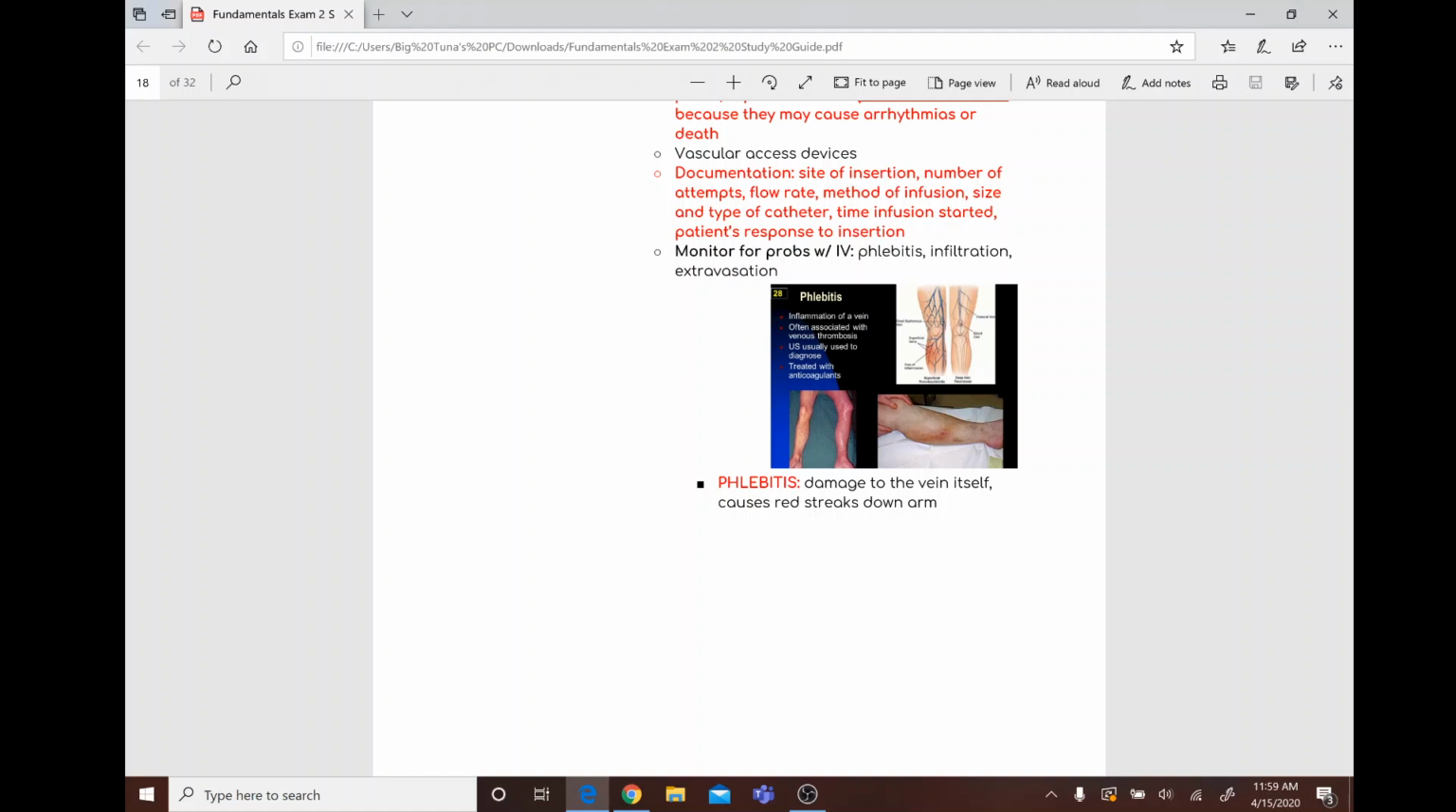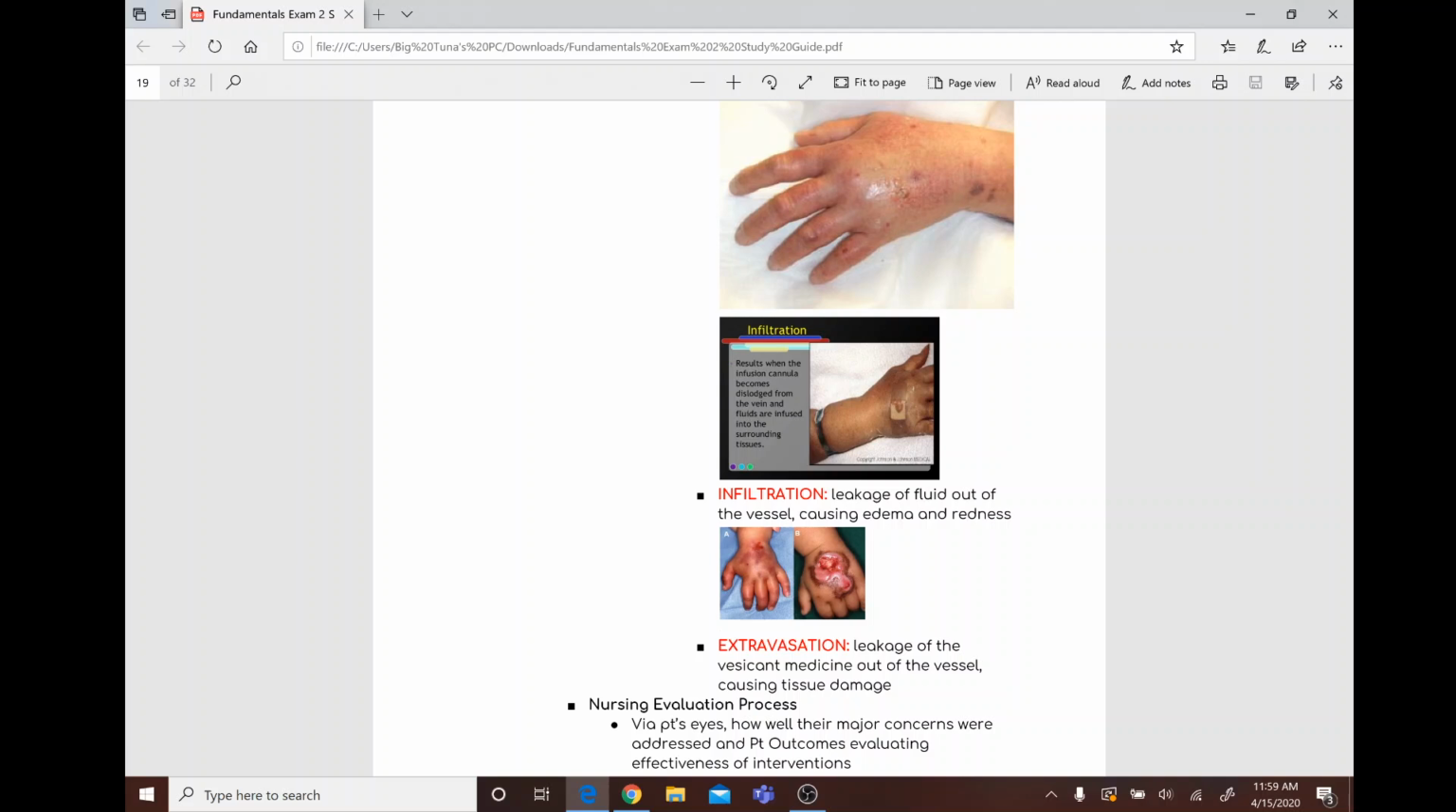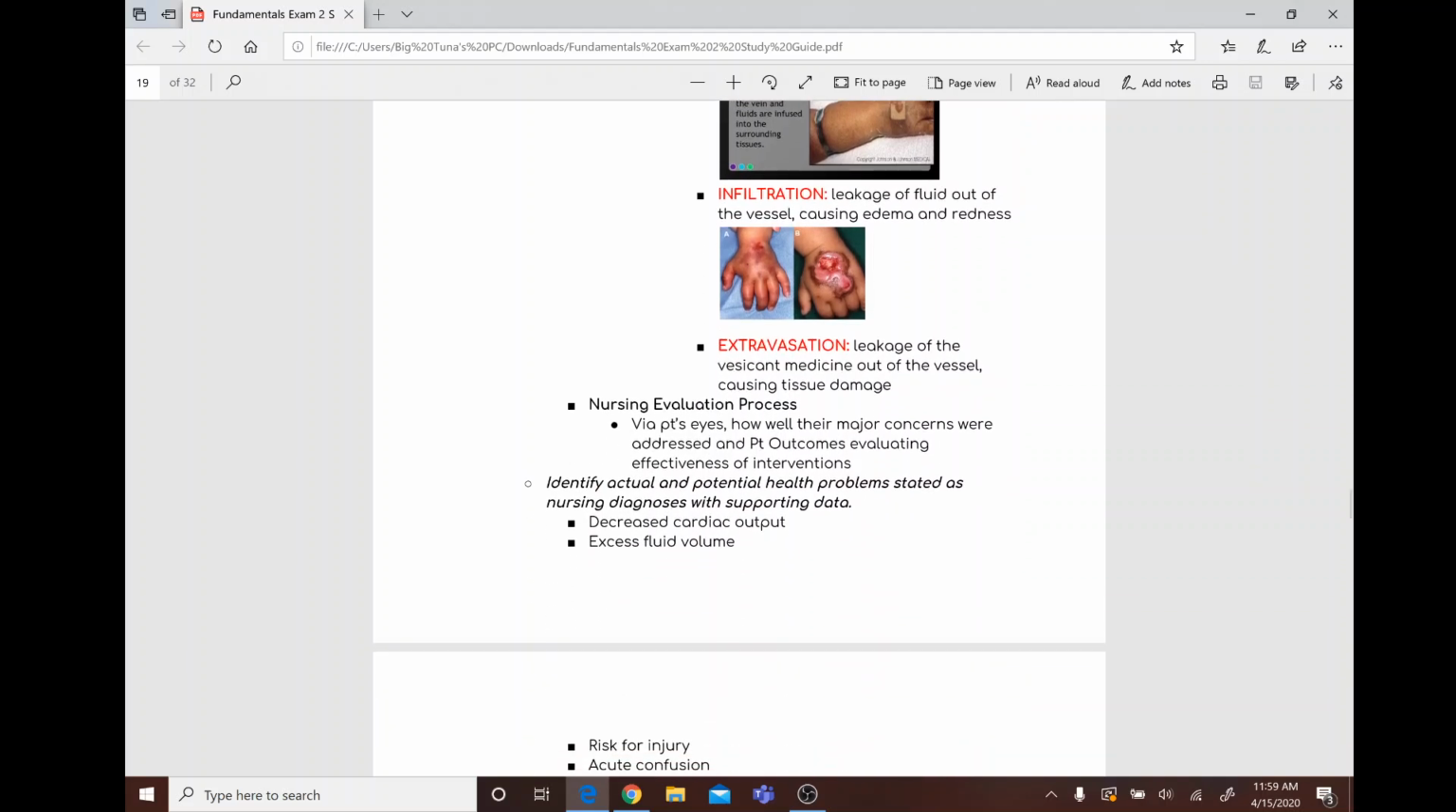Damage to the vein itself causes red streak down the arm. What is infiltration? Leakage of fluid out of the vessel causing edema and redness. What is extravasation? Leakage of the vesicant medicine out of the vessel causing tissue damage.